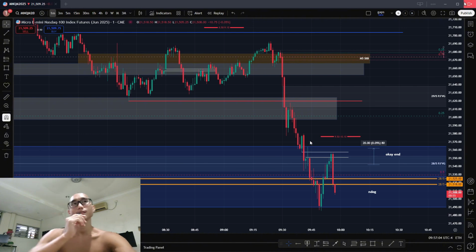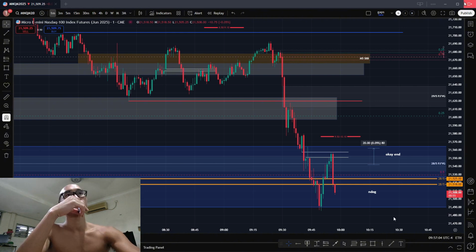This one, why did I not take this? Because it's already in an area of confluence where I would like to see it reverse, because this is actually a market maker buy model in the making. If I was right, okay, this was the accumulation stage. And then what made me confident is this.